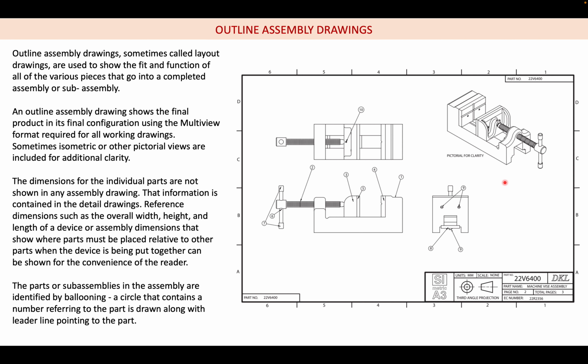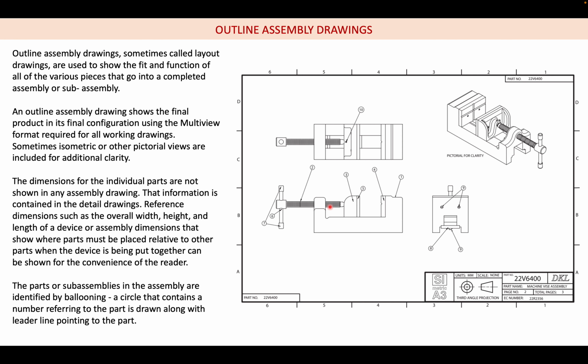This device consists of multiple parts. These multiple parts are indicated by these different balloons: number 1, number 2, number 3, like that. Likewise, there will be multiple parts. So an outline assembly drawing shows the final product in its final configuration using the multi-view format. This is the final assembly, which I am showing in the form of an outline.